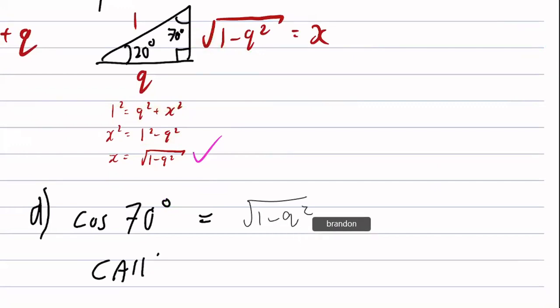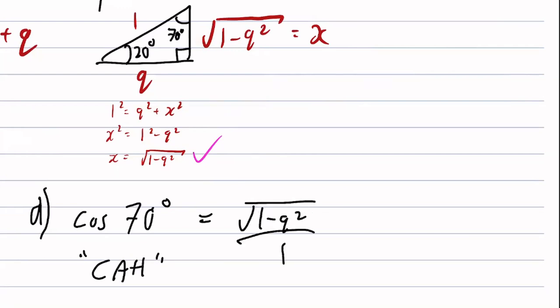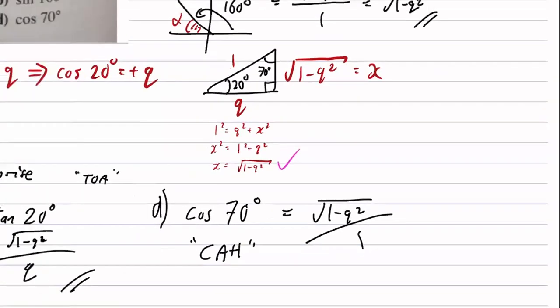Okay, yeah, that's it. Yes, adjacent: the square root of 1 minus q squared, over 1. Of course, you don't need to divide by 1. I'll just write it down to remind you: adjacent over hypotenuse. Is this okay?